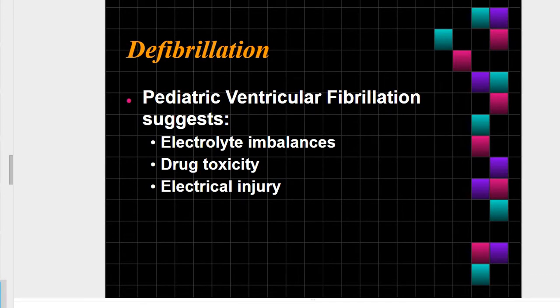Pediatric ventricular fibrillation suggests usually one of these three things. Either there's an electrolyte imbalance of some sort. Again, they've ingested some type of a drug or a medication that is toxic, or possibly electrical injury.